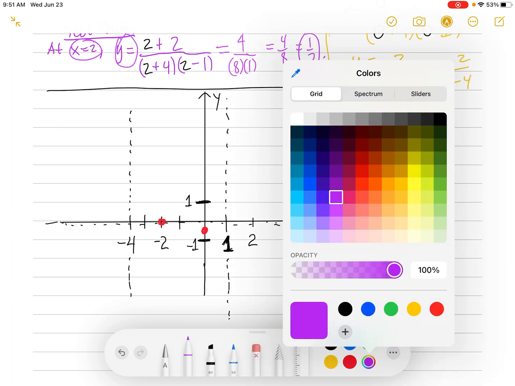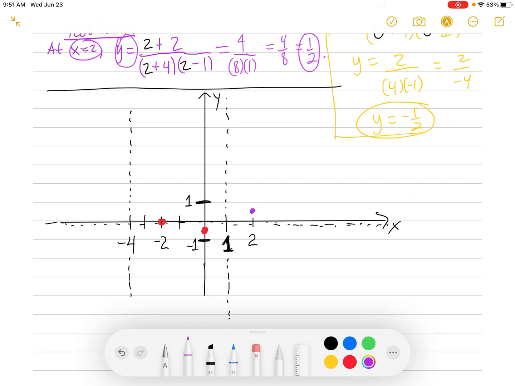So 2, comma 1/2. Well, let's say this is 1 on the y-axis. So 2, comma 1/2 would be about right here. And there's my test point. That's to the right of that vertical asymptote. Okay, so I'll make that actually red.